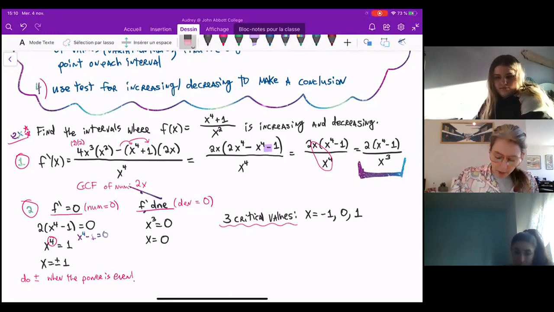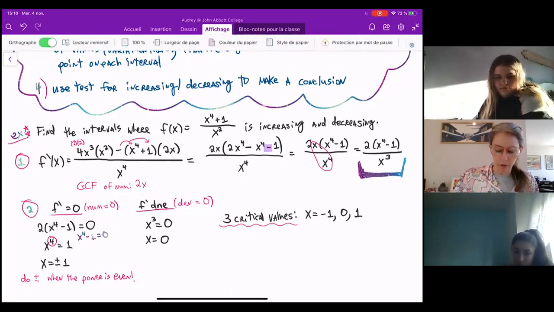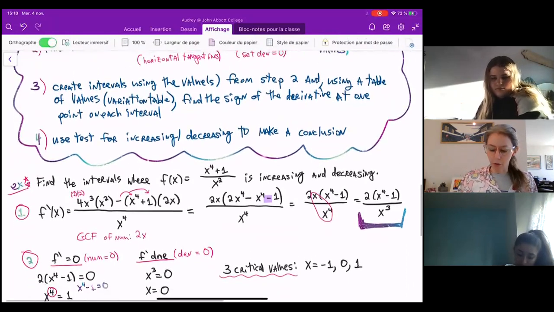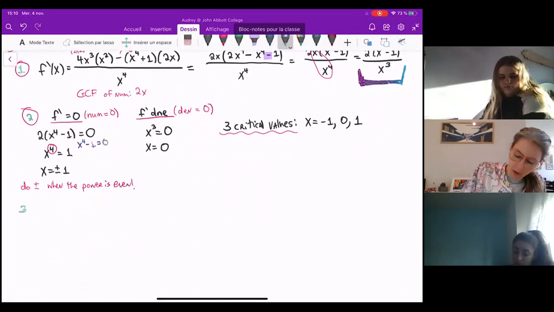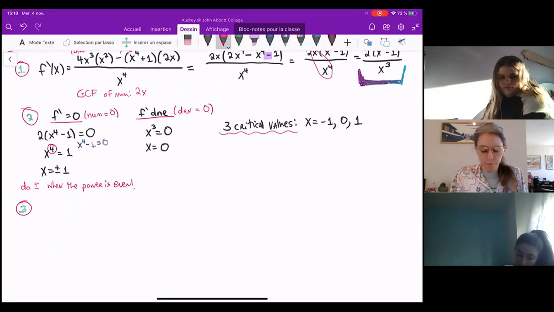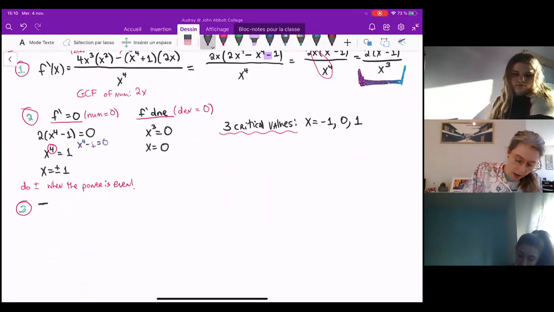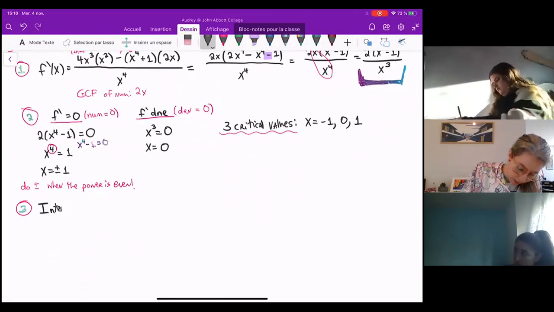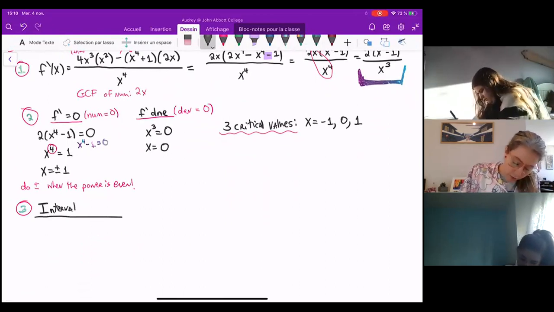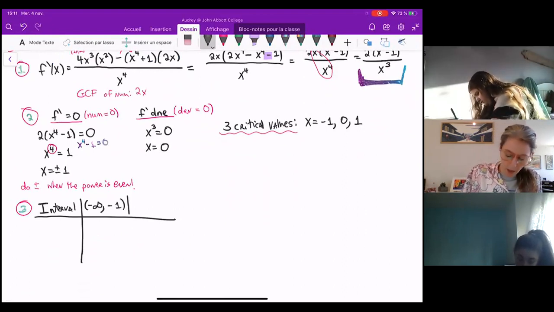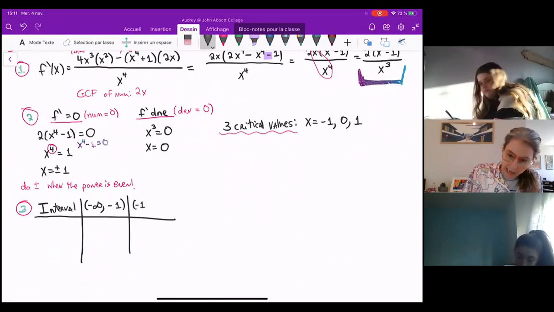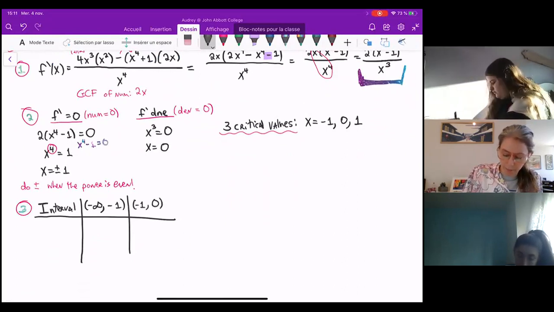Good. Now, step 3 is going to be a little bit confusing the first time we see it. I'm creating intervals using these values, and I'm going to create a table of values. I'm going to write I here for interval, and in the future, I'm just going to write I. So I'm going to start at -infinity, and I'm going to get up to the first value that I have. So the first value I have is -1.